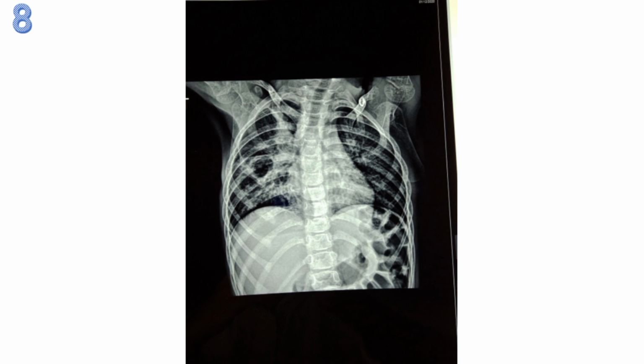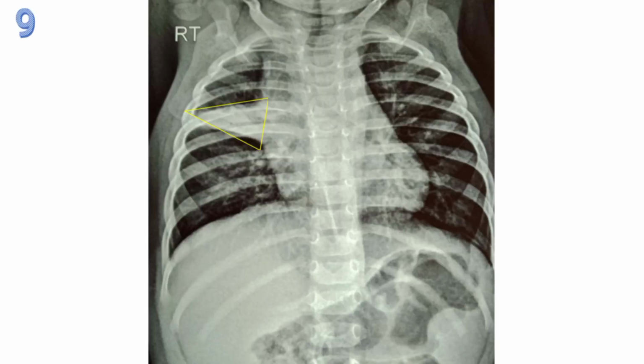Chest X-ray shows right-sided consolidation, and the interesting thing is the shape. Whenever you see a wedge-shaped consolidation in the right middle lobe, you may think right middle lobe syndrome.